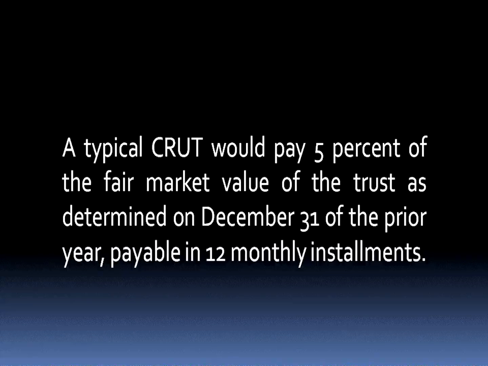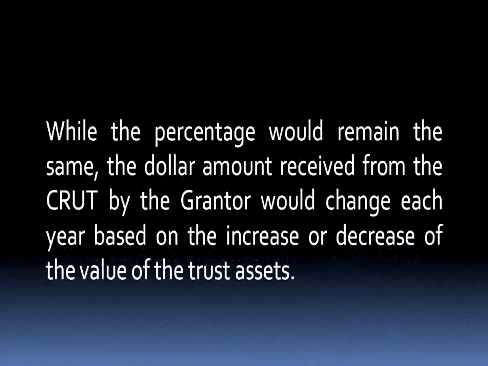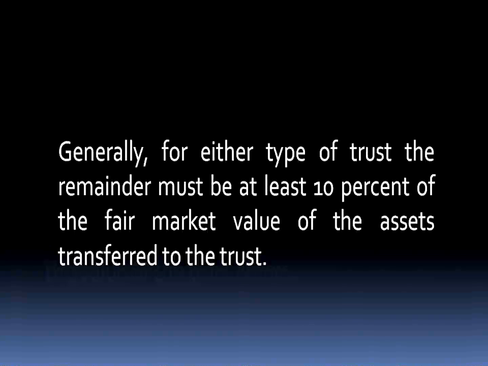A typical CRUT would pay 5% of the fair market value of the trust as determined on December 31st of the prior year, payable in 12 monthly installments. While the percentage would remain the same, the dollar amount received from the CRUT by the grantor would change each year based on the increase or decrease of the value of the trust assets. Generally, for either type of trust, the remainder must be at least 10% of the fair market value of the assets transferred to the trust.